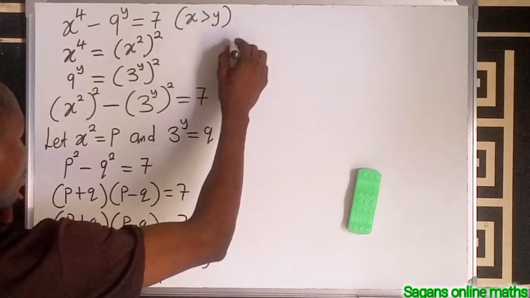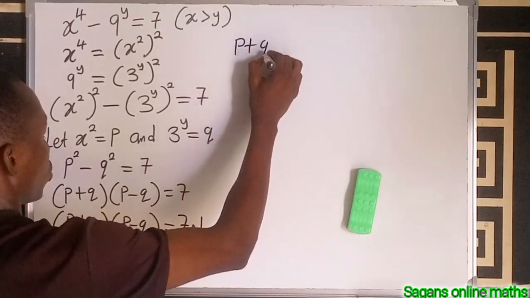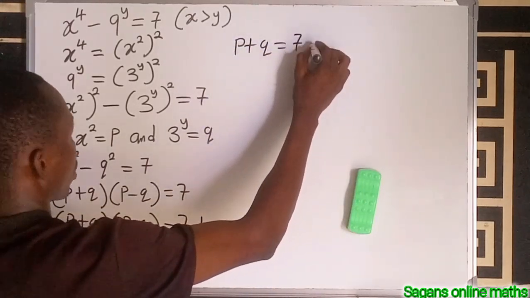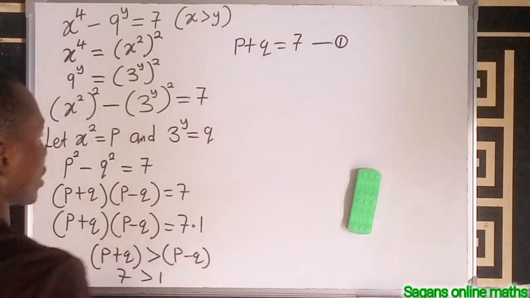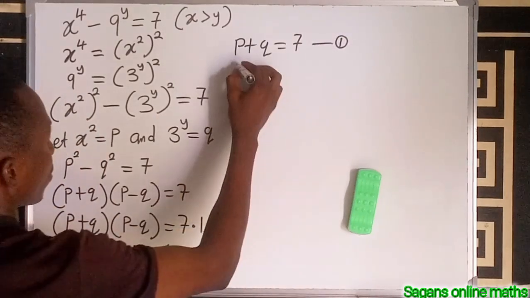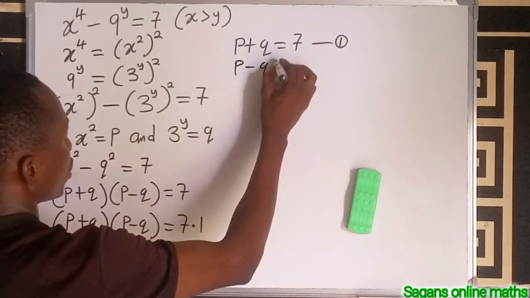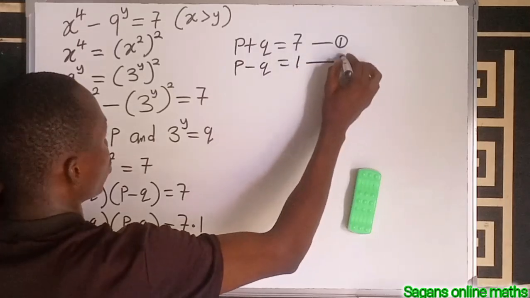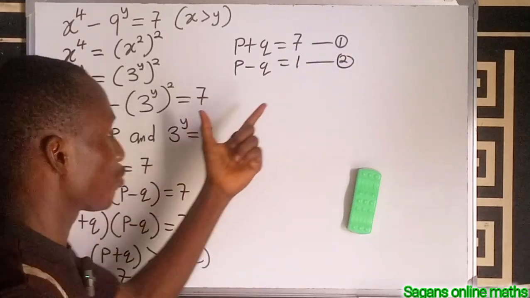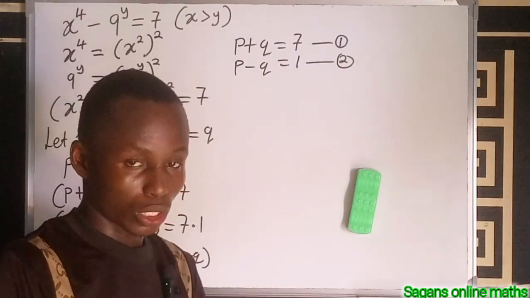It means that P plus Q is equal to 7. We can call this equation 1. Then here, P minus Q is equal to 1. We can call this equation 2. And this is a simultaneous equation.